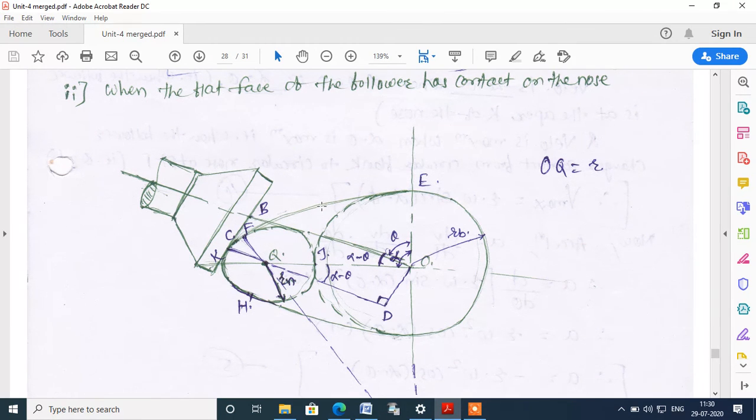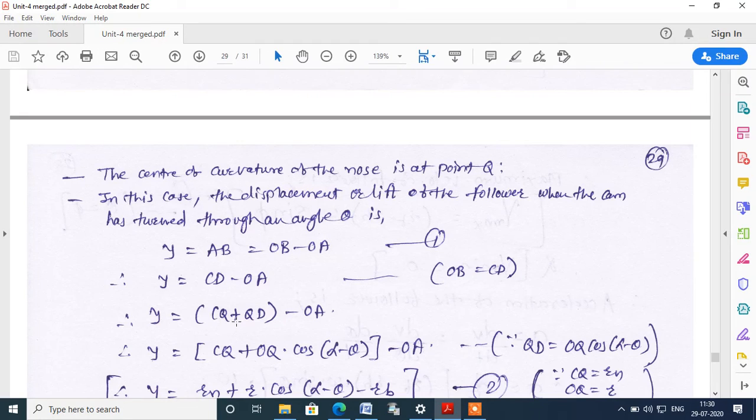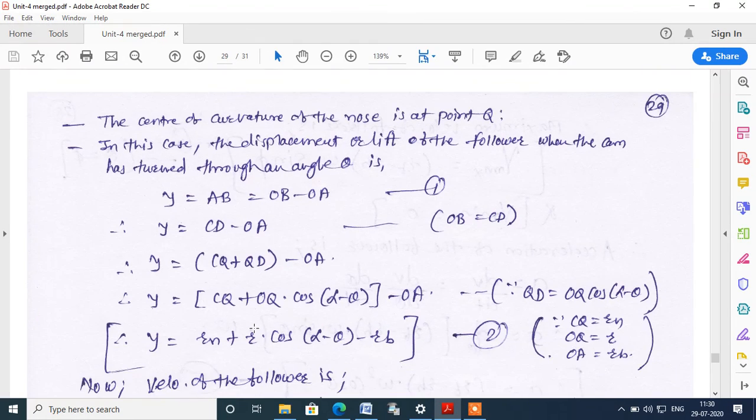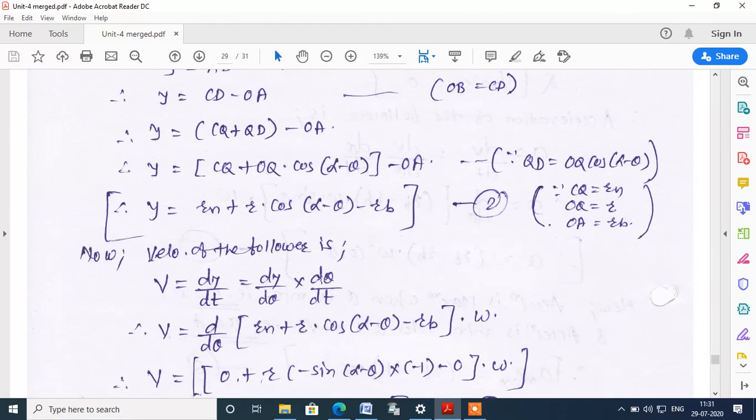So OB minus OA. OB is equal to CD, so CD minus OA. CD can be written as CQ plus QD. Just check the figure, and this is minus OA. CQ as it is. QD can be written using the right angle triangle as OQ cos (alpha minus theta). So OQ into cos (alpha minus theta) minus OA. CQ is Rn, OQ is R and OA is Rb. So y equals Rn plus R cos (alpha minus theta) minus Rb.